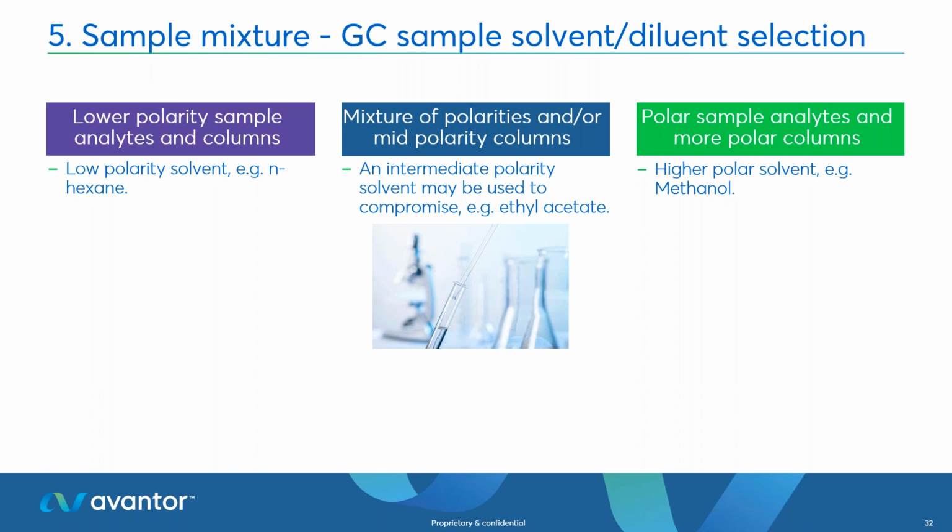Again, we're not going to go too much into sample prep or sample introduction methods today, but just a quick mention that for lower polarity samples and columns, you do want to try and work with lower polarity solvents if you can. And then same for polar analytes and polar columns. So for example, methanol. We just want to avoid extremes. So say using methanol with a non-polar column, 100% dimethyl polysiloxane, just because this may have negative effects on the phase. You can also use an intermediate polarity solvent if you're maybe using a mid polarity column, or if you've got a mixture of polarities in there.